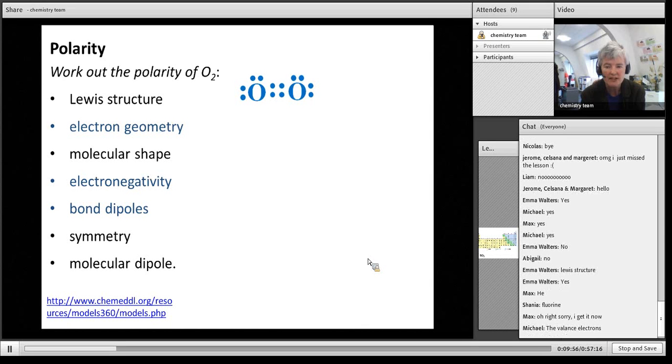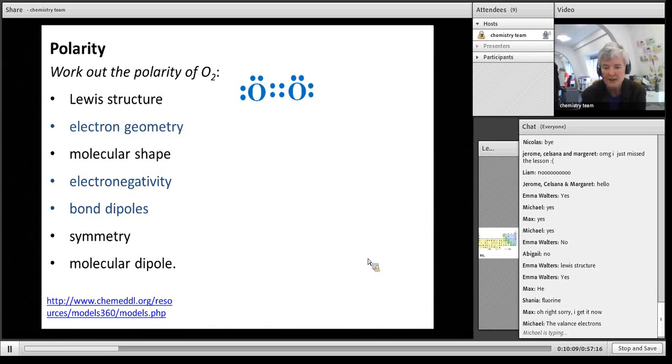So Michael is typing the valence electrons. Where do we find out the valence electrons? How do I know what the valence electrons are for oxygen? So Michael's typing again, but anybody else is also welcome to answer.